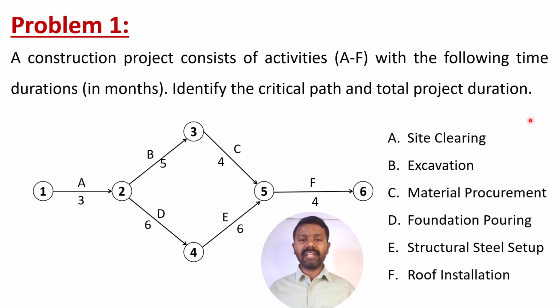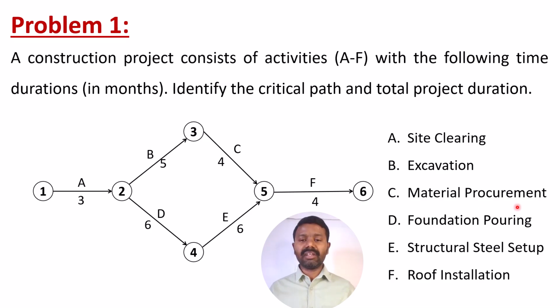So this project consists of 6 activities. These activities are given here: A, B, C, D, E, F. This is like a construction project. So they first need to clear the site. That will take 3 months. Everything is in months. And then B activity is excavation and it will take 5 months.